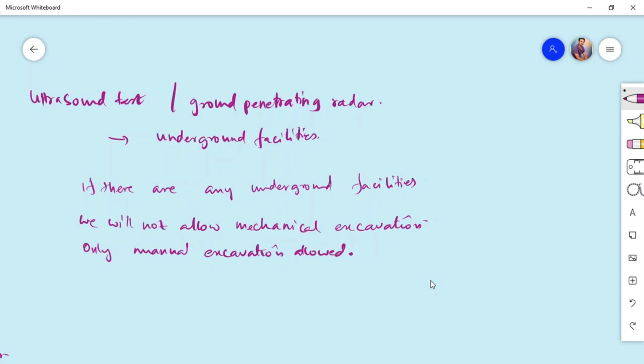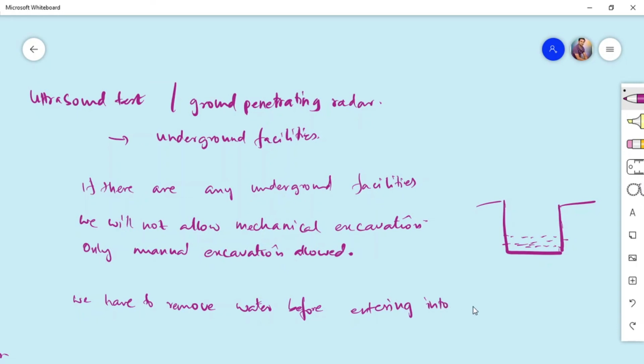One more thing is water seepage. If there is water seepage or water ingress, what will we do? We have to remove the water before entering the excavation. Simple. Install pump sets and remove the water. Only if the water is cleared will we enter the excavation; otherwise we should not enter.